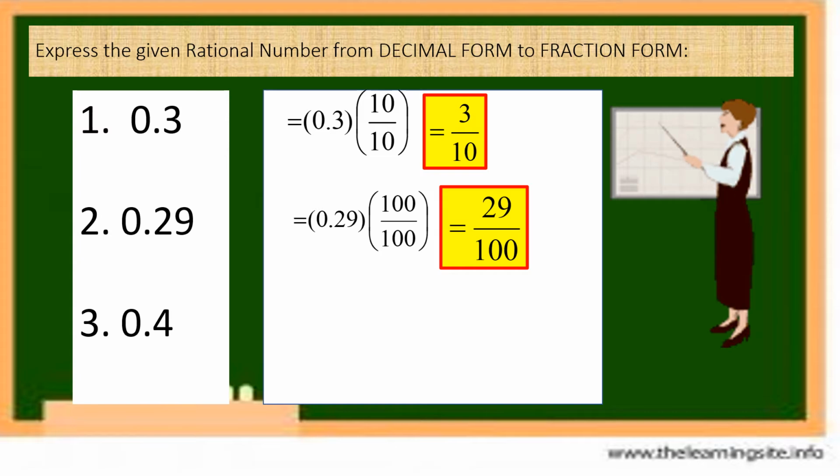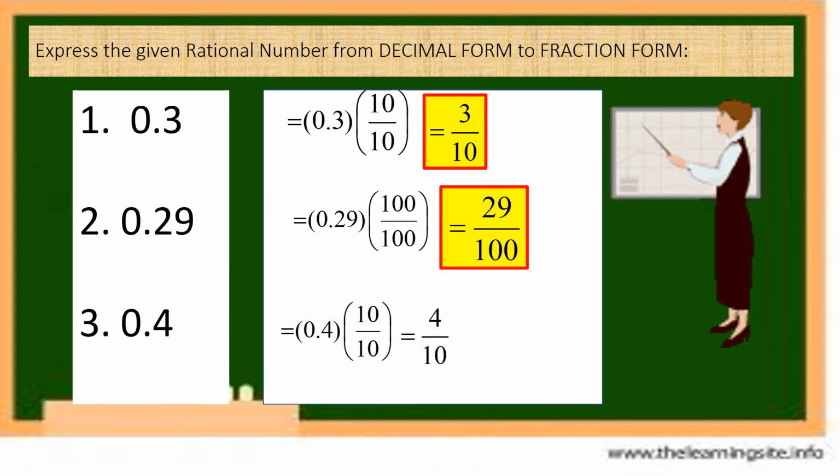We have 0 and 4 tenths. Since that is a tenths digit, we need to multiply it by 10 over 10. We have 0 and 4 tenths. We move the decimal point 1 place to the right. So we have 4 over 10.